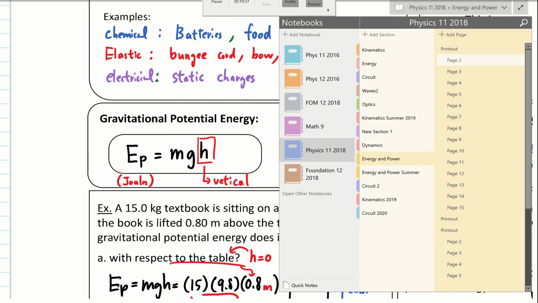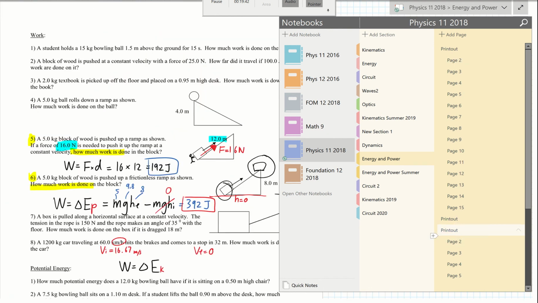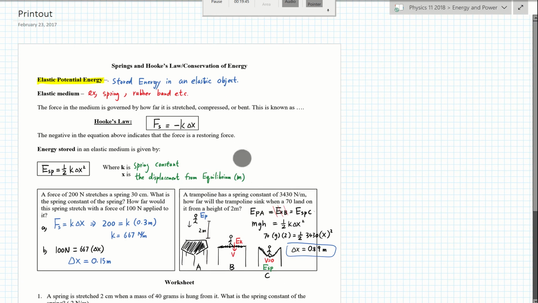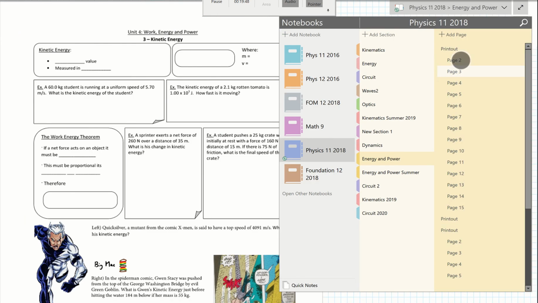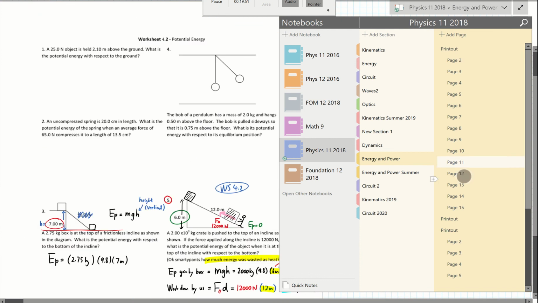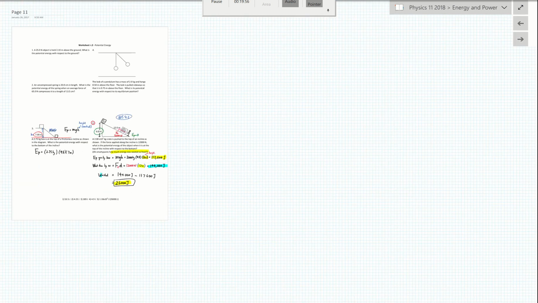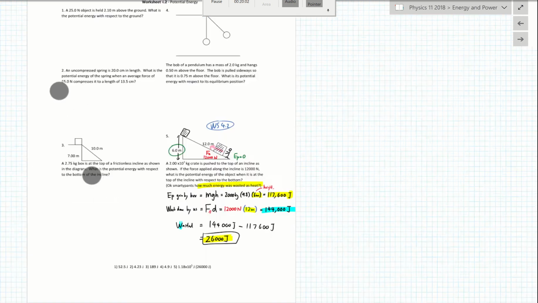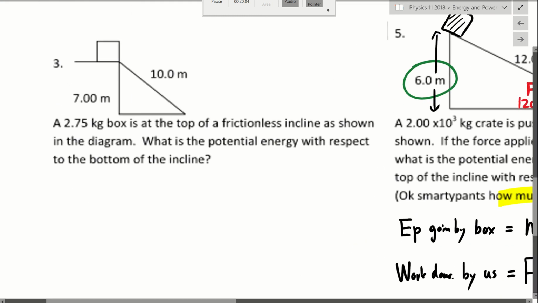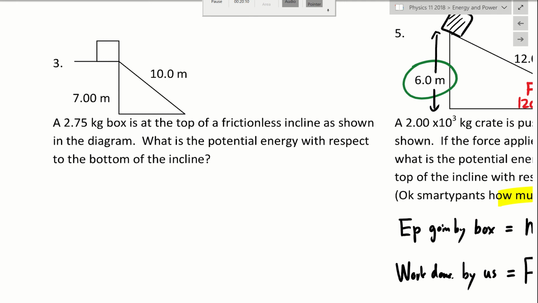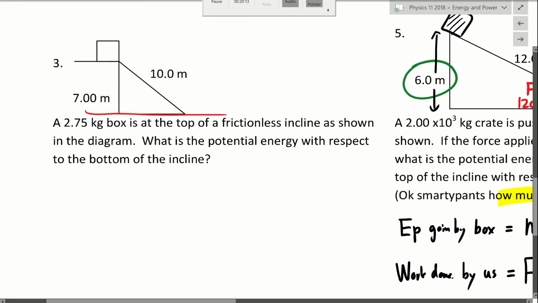What I'm talking about is, let me see if there's a way for me to get the worksheet. Is the worksheet bound in here? Oh yeah, it is. So let me look at this one. You look at number 3. The box is at the top of a frictionless incline. What is the potential energy with respect to the bottom? That means set the ground equal to 0. With respect to the bottom means set the ground as height equal to 0.